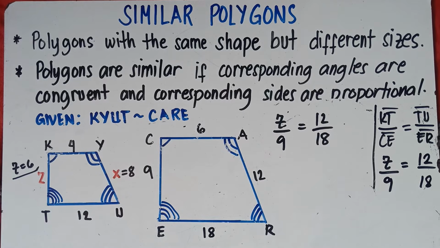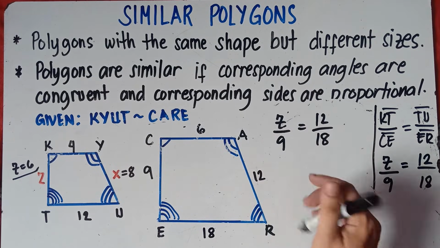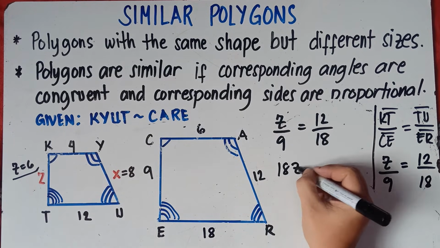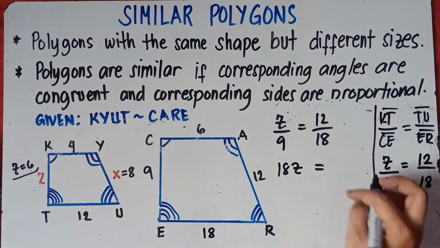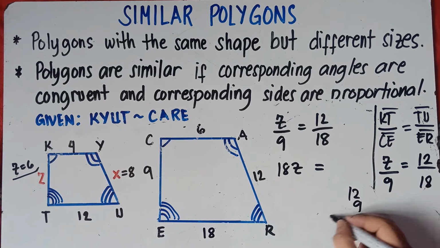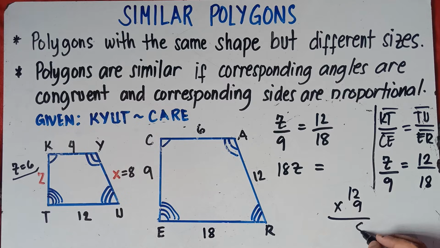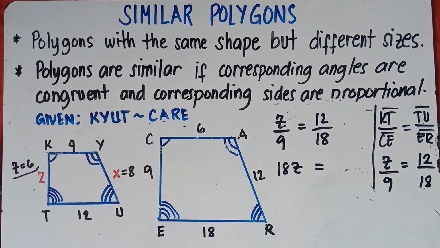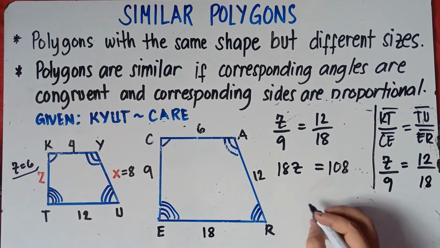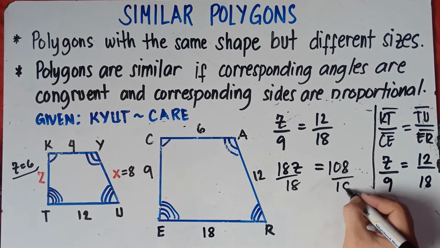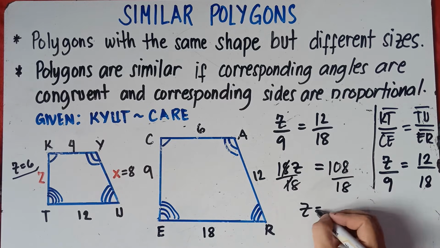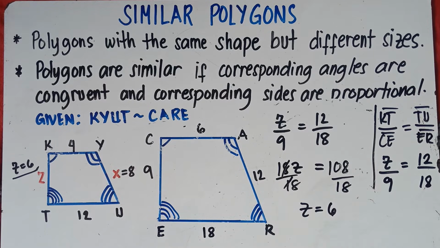Okay, let's have the two solutions. If you multiply this one, z times 18, that would be 18z, right? Equals 12 times 9. So 12 times 9. 9 times 2 is 18. Carry 1. 9 times 1 is 9, plus 1 is 10. 108. So this will be 108. Then divide by 18. Divide by 18. You will get the same answer. That is 6.